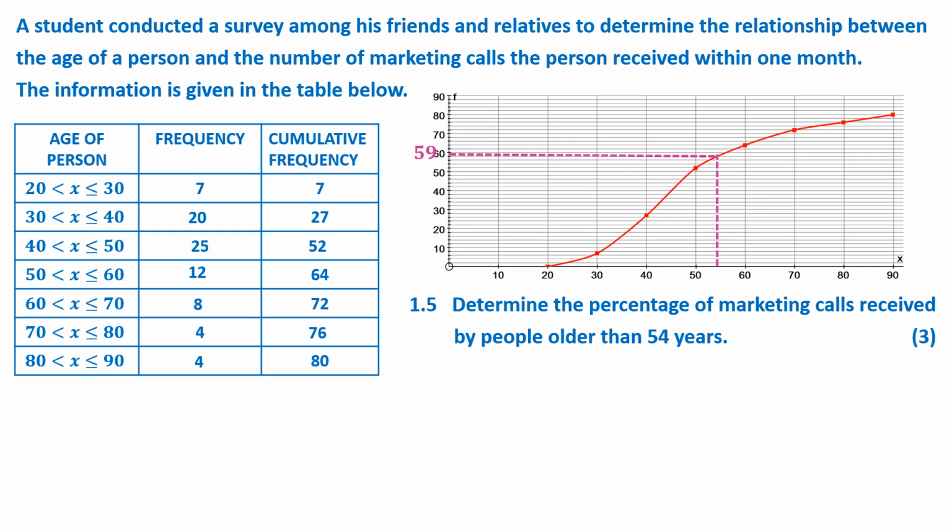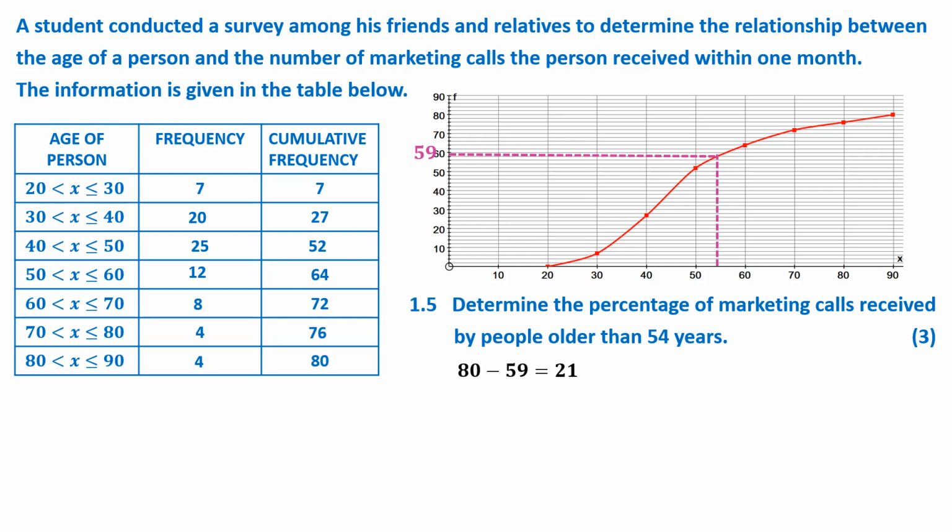Now, because we all drew our own Ogives, we will all have a slightly different value. So you could have 59, you could have 60, you could have 61. Just read your value off correctly, and you should be awarded all your marks. So 59 people were 54 years and younger, but I want to know how many were older than 54. So I've got to take 59 away from 80.